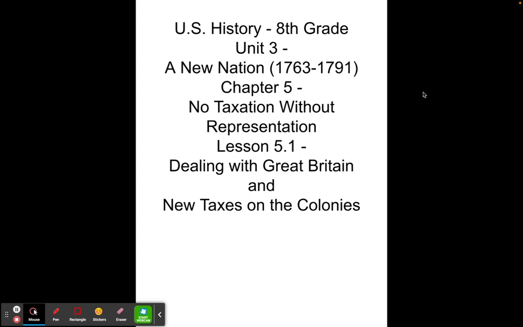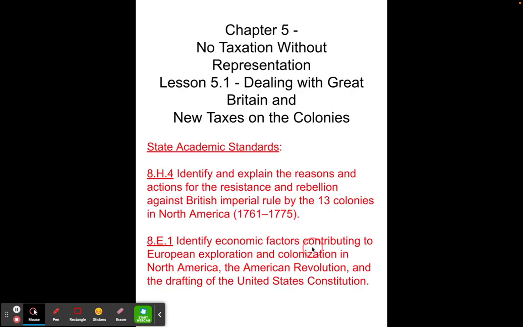We pick up where we left off. We completed the French and Indian War at the conclusion of the first semester. We're now going into Unit 3, A New Nation, 1763 to 1791, and Chapter 5, No Taxation Without Representation, Lesson 5.1, Dealing with Great Britain and New Taxes on the Colonies. Here are your state academic standards.